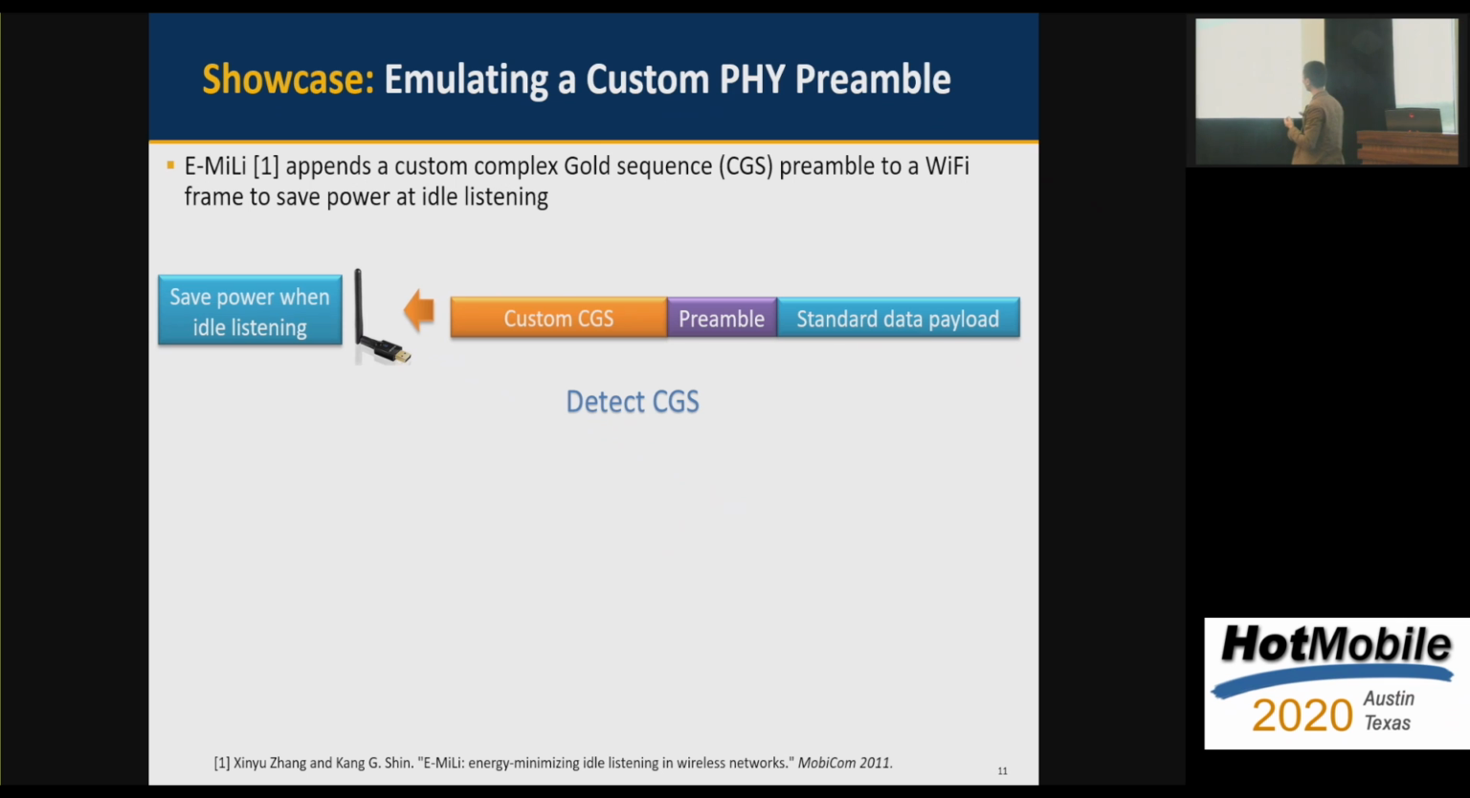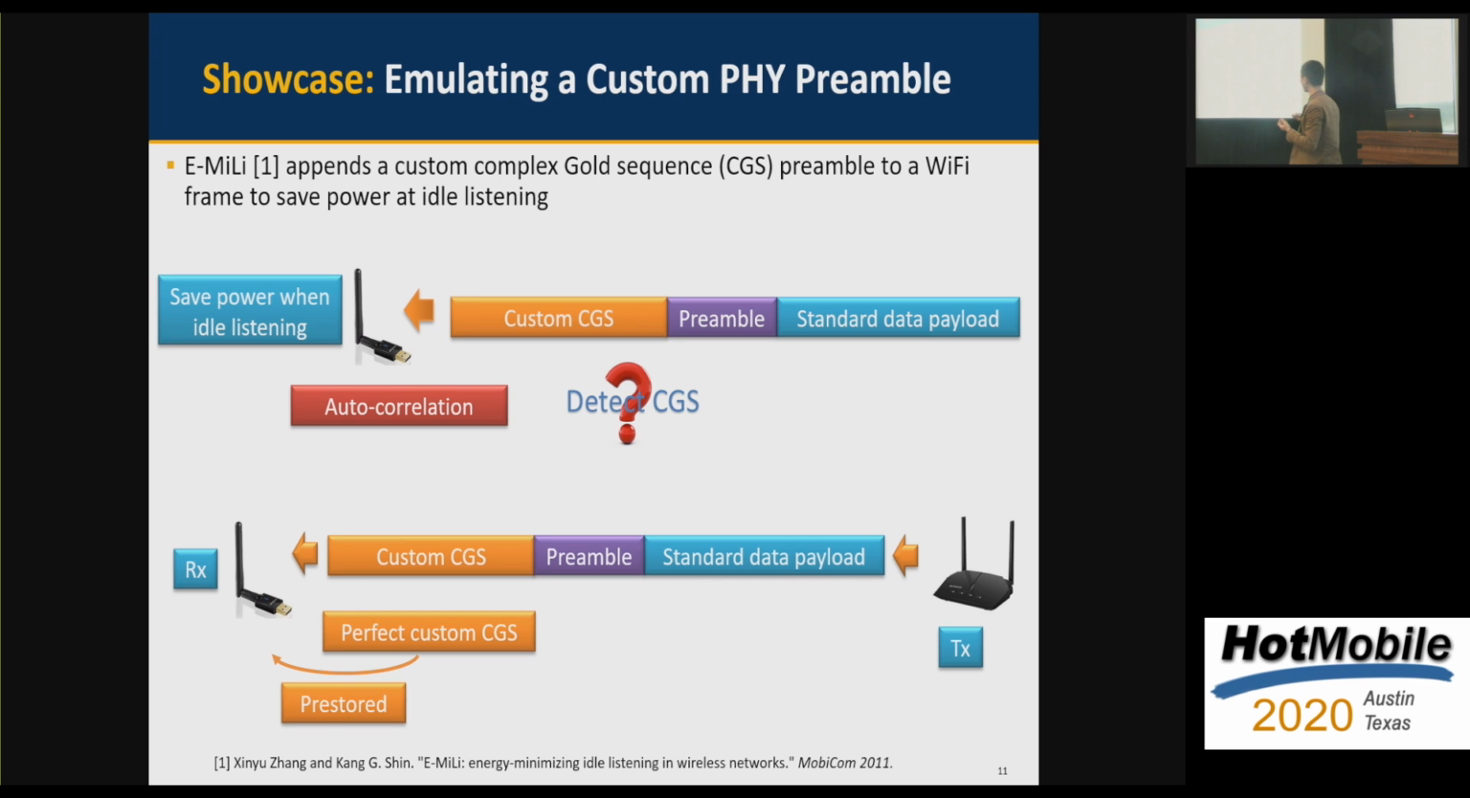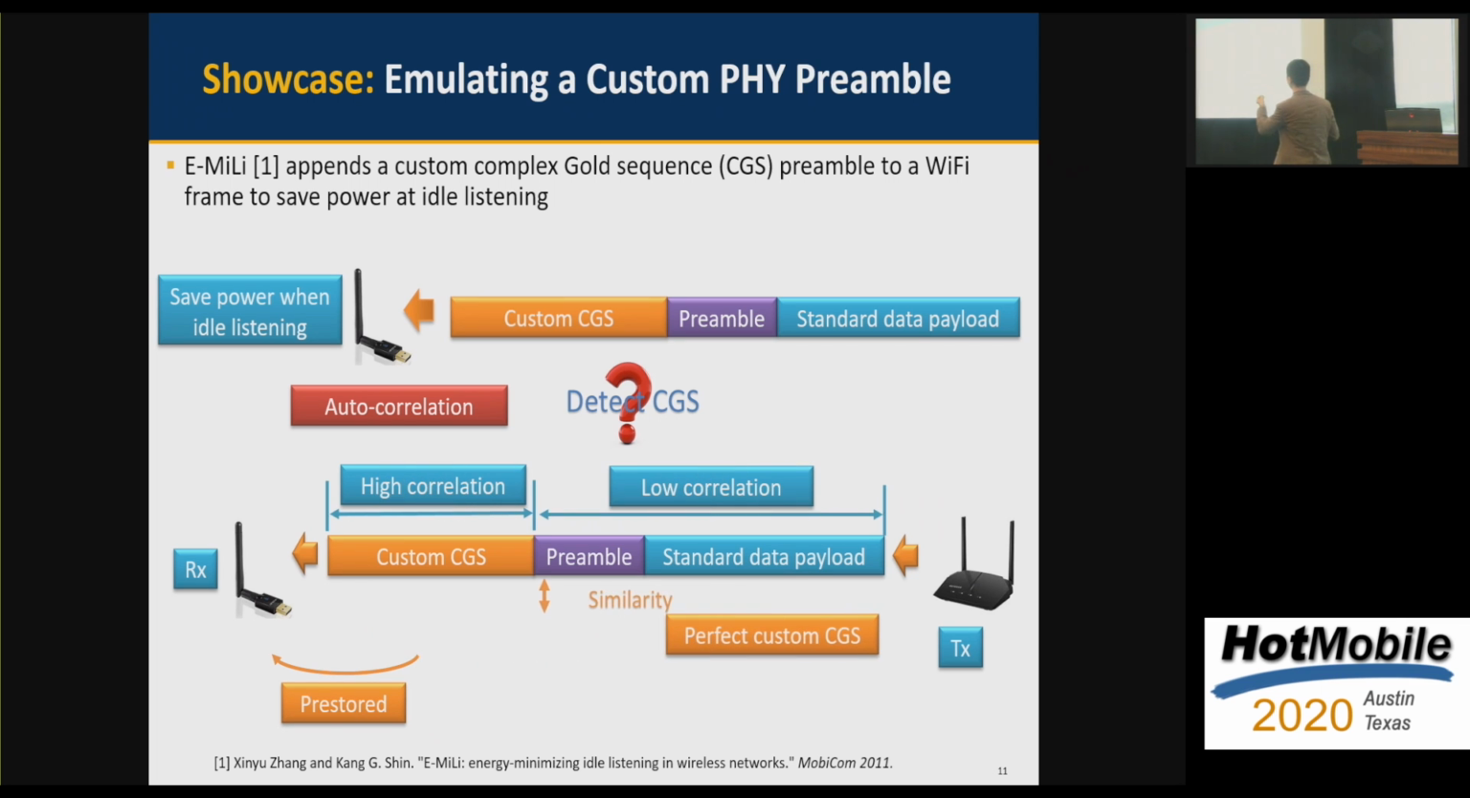So how does Emily detect such a CGS? They just use autocorrelation, which shows the similarity between the perfect CGS and the received signal. If the signal is very similar in the time domain, it will show a high correlation, and if it's not, it will show a low correlation.